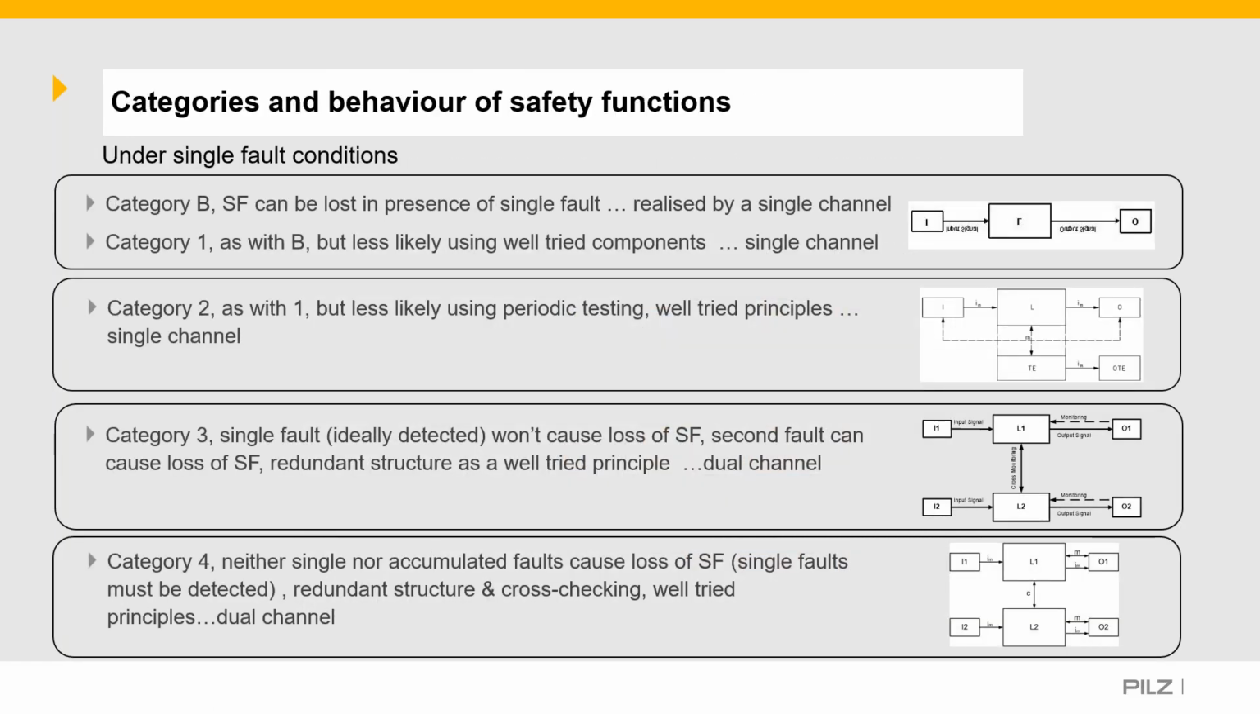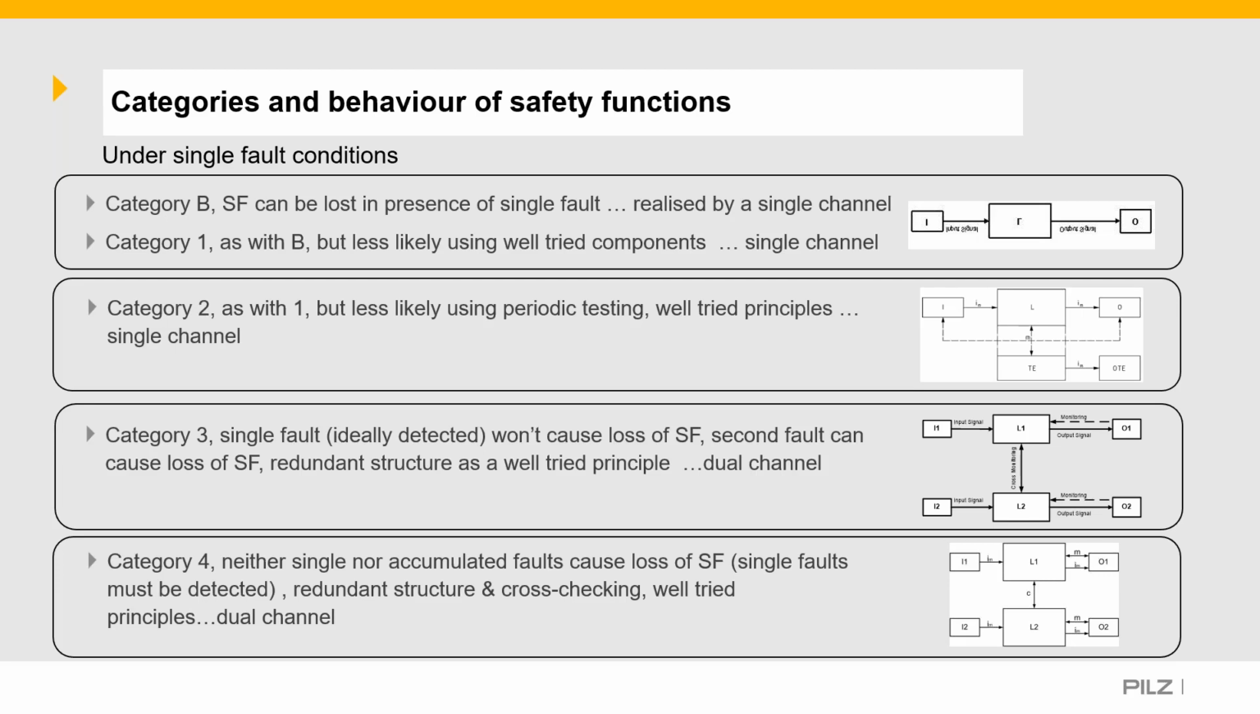We also need to understand the categories and the behaviour under single fault conditions. With regards to categories, we have category B, where a safety function can be lost in the presence of a single fault, realised by a single channel. Category 1 is as with B, but less likely to fail because we're using well-tried components, though it's still single channel. Category 2 is as with 1, but less likely to fail because we're using periodic testing and well-tried principles, but it's still single channel.